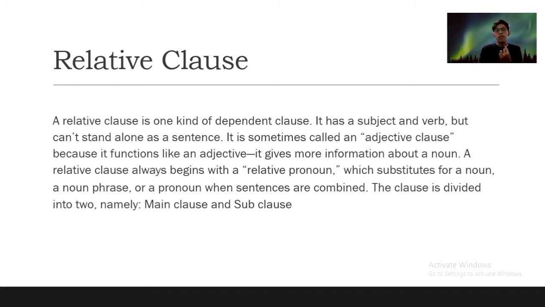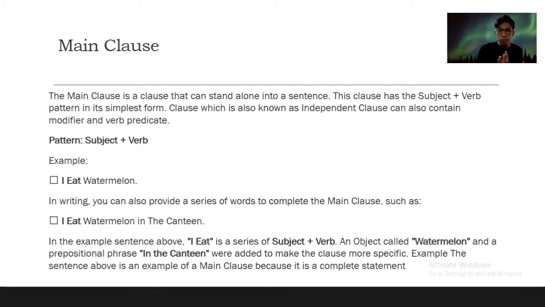A relative clause always begins with a relative pronoun, which substitutes for a noun phrase or a pronoun when sentences are combined. The clause is divided into two, namely main clause and subclause. The first one is main clause. The main clause is a clause that can stand alone as a sentence. This clause has the subject plus verb pattern in its simplest form. It is also known as an independent clause, and can also contain modifiers and a verb predicate.